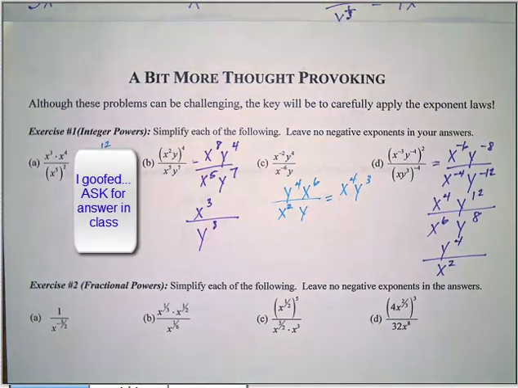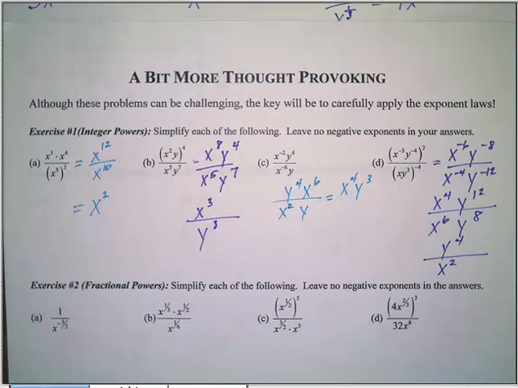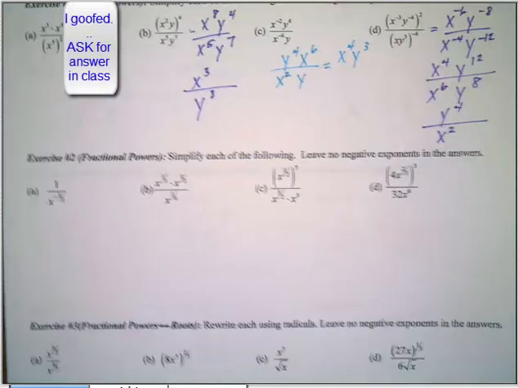And you can see my steps. First I distributed the exponents, then I fixed the negative exponents by switching their position, and then I simplified. If you have any questions on those that I did by myself, please ask in class. Do the same situation for the next set.